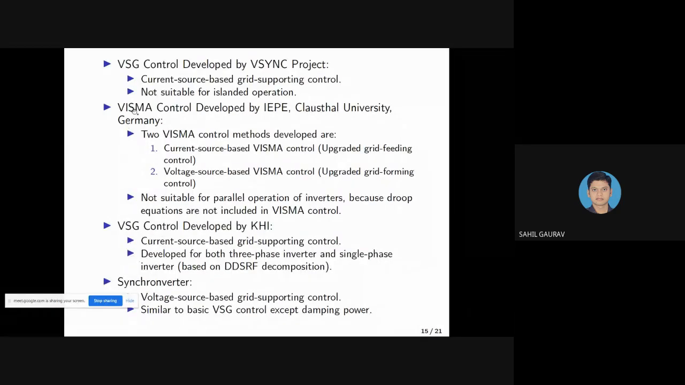These are the various virtual synchronous generators developed under several projects and by various universities, like VSG control developed by the VSYNC project, VISMA control developed by IEPE Clausthal University, Germany, VSG control developed by KHI, and the Synchronous Inverter. So this is the brief summary of the virtual synchronous generators developed by the various projects. I will explain all of these in different slides.